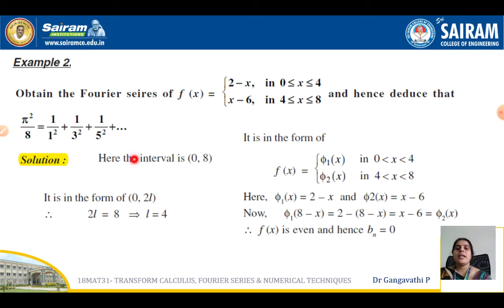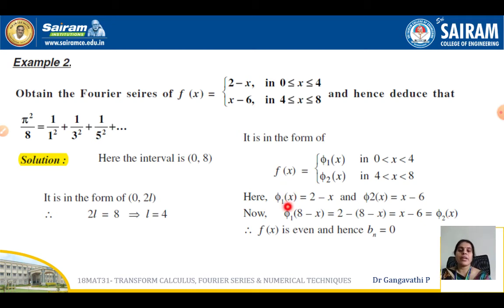So here let us take the interval 0 to 8, and actually the standard limit is 0 to 2L. So when we compare, 2L is equal to 8, we get the value of L is equal to 4. So the given function is of the form f of x is equal to phi 1 of x, phi 2 of x. Phi 1 of x is 2 minus x in the interval 0 to 4, and phi 2 of x is x minus 6 in the interval 4 to 8. So that is what has been given, and now let us check the even and odd nature.